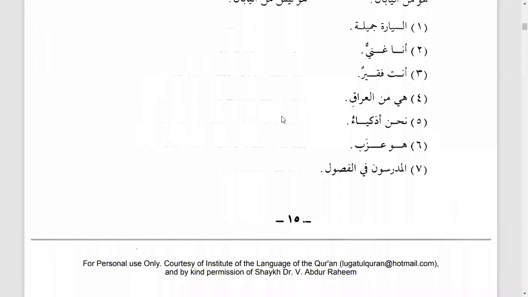You're poor. لست بفقير. Excellent. أنت لست بفقير, or you can also say لست بفقير. You are not poor. Okay. هي من العراق. She is from Iraq. هي ليست من العراق. She is not from Iraq. Okay, number 5.